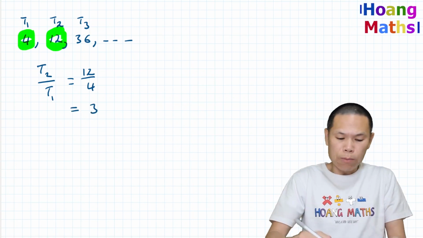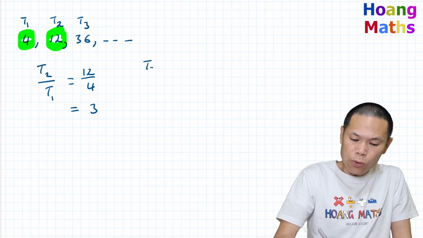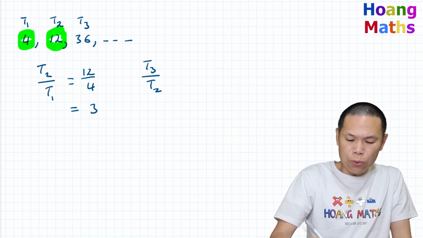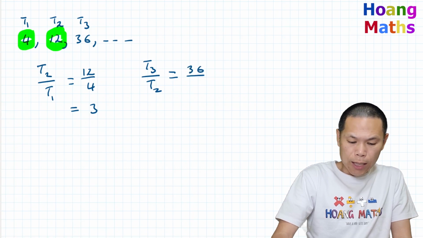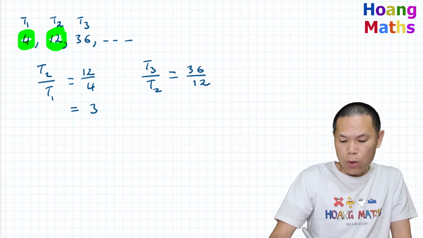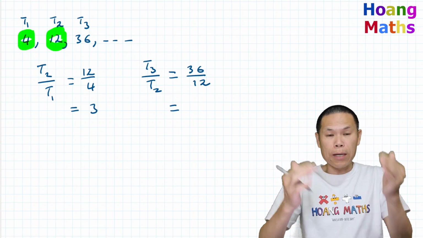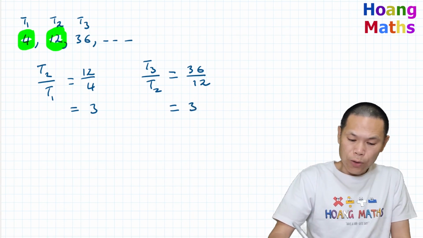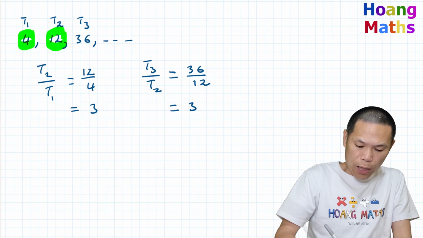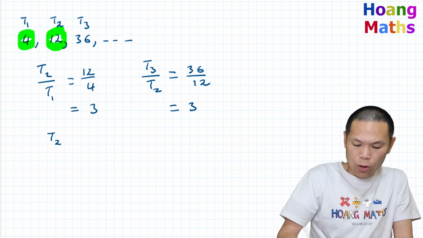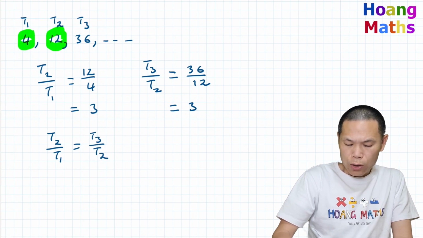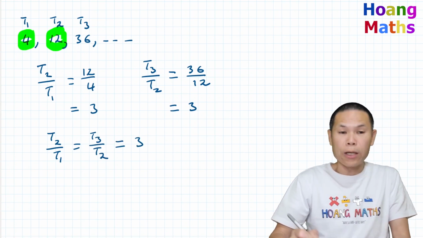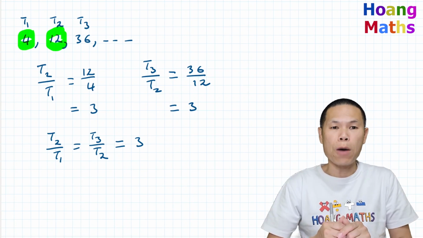But then if we use term 3 divided by term 2, term 3 is 36 and term 2 is 12. So 36 divided by 12 gives me 3. Therefore we know that term 2 over term 1 is the same as term 3 over term 2. So that also gives me 3. Therefore 3 is a common ratio.